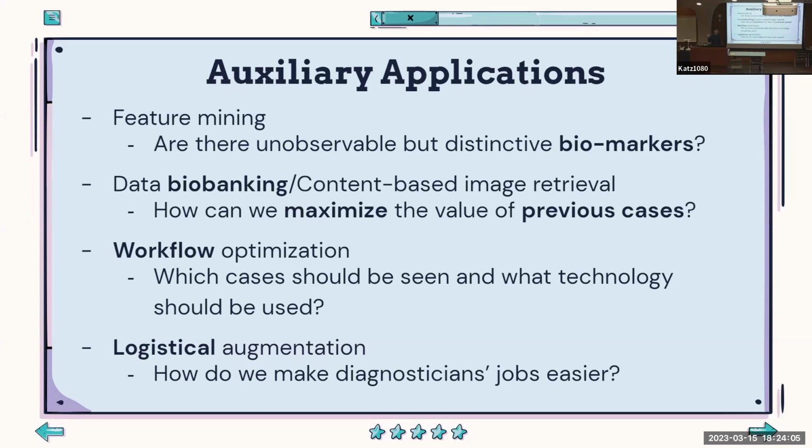So the first is feature mining. And this goes back to how I said in every image, in every slide, there's so many features that we just can't discern with our eyes as humans. And these are features that just aren't being used, right? They exist in the modality, but we just have no way to access them.